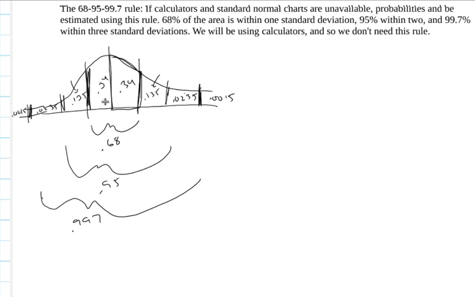That means if you had 1,000 values, only 3 of them would be outside of 3 standard deviations from the average. If you had only 20 values, only 1 of them would be outside of 2 standard deviations away from the mean, since that's 95%. So it's good to give you a little bit of an intuitive feel for how tight the distribution is.